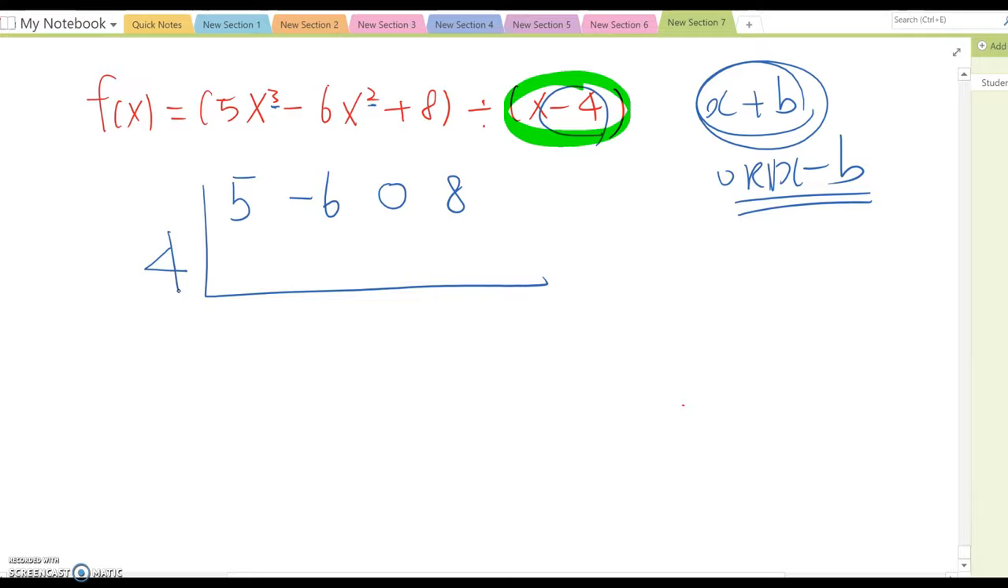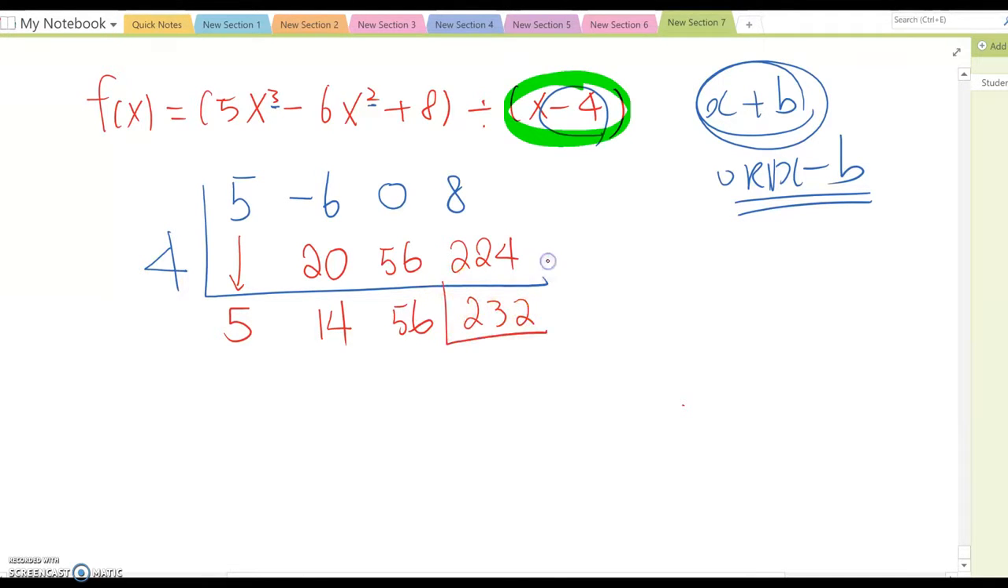What did we do before? Yes, we bring the first number down here, always like that. So 4 times 5, which is 20. Combine, which is sum, so 14. What's 14 times 4, which is 56, right? So combine them, becomes 56 here. What's 56 times 4 then? 56 times 4 becomes 224, so put 224. And combine them, so it becomes 232.